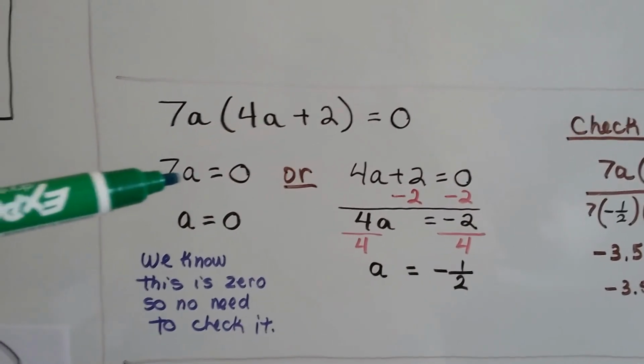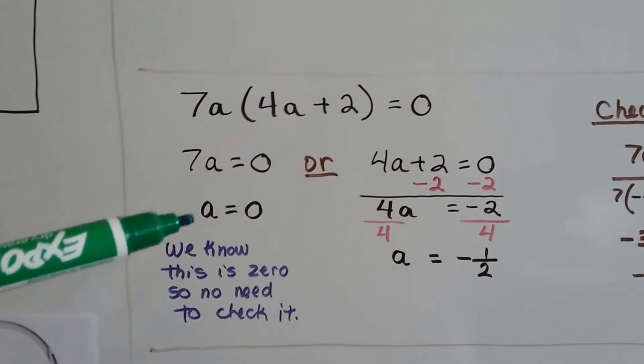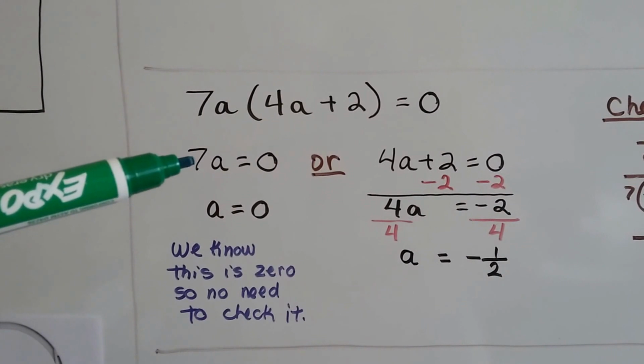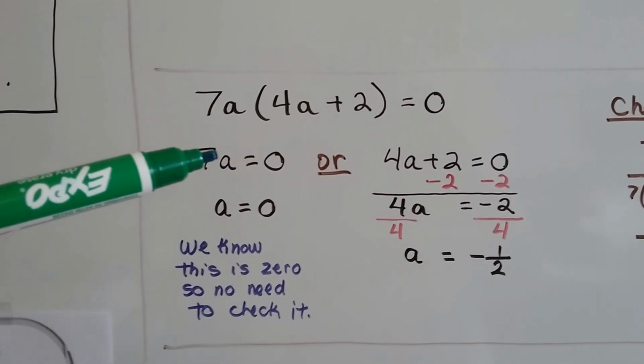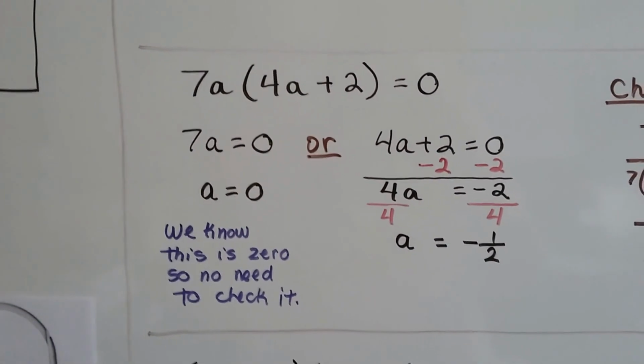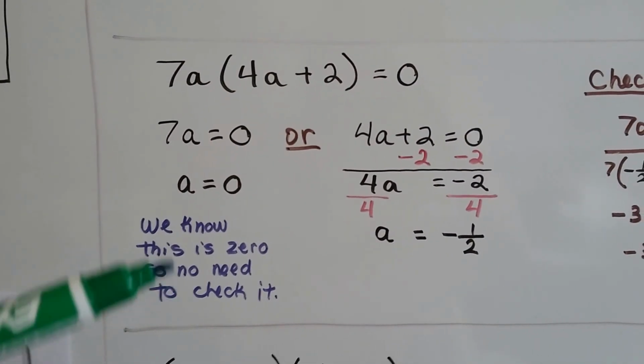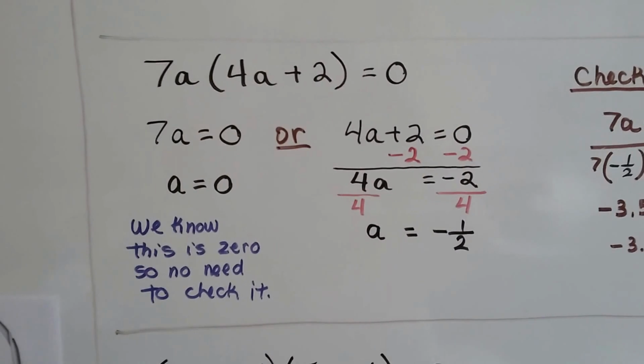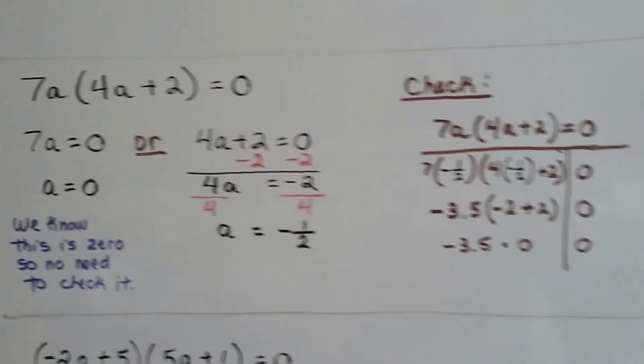So 7a equals 0. Well, 7 doesn't equal 0. And in order for this product to be 0, one of them, either the 7 or the a, has to be a 0, so we know it's the a. We don't need to check it because we can see a equals 0, all right? But let's check this side.